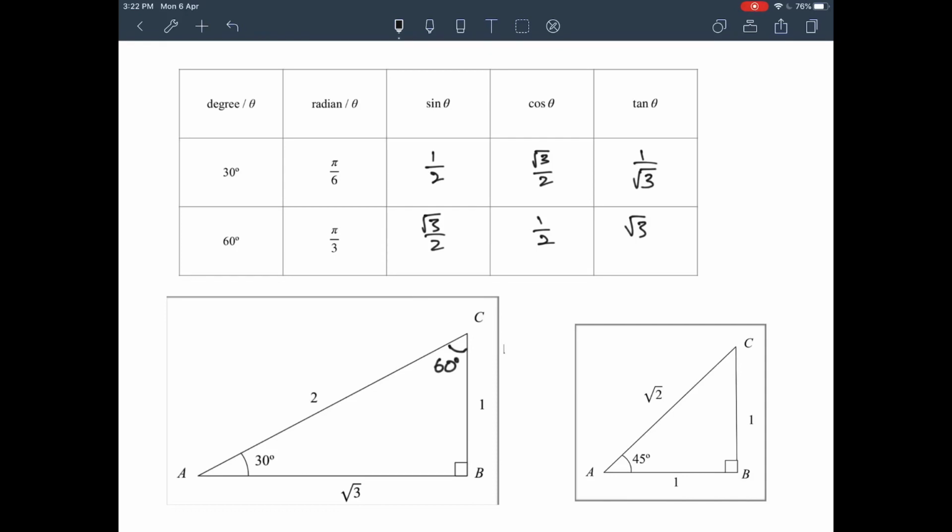So here we can identify that sine 30 degrees is equal to cosine 60 degrees, which is half. The same thing goes for sine 60 degrees being equal to cosine 30 degrees, which is equal to root 3 over 2.